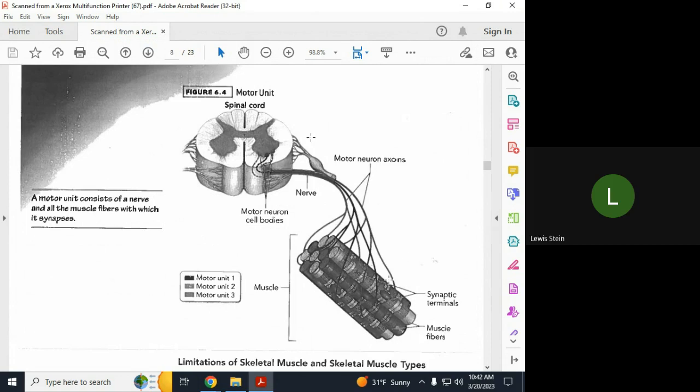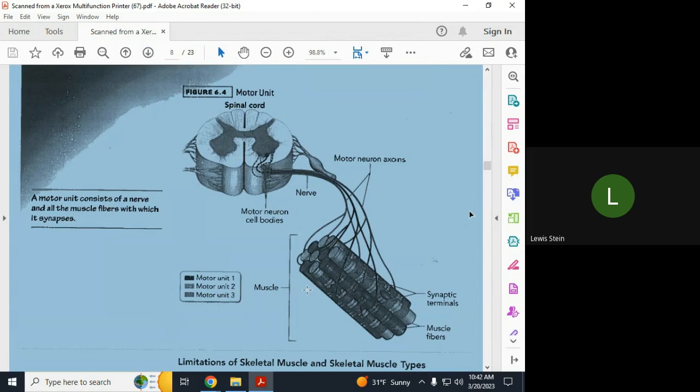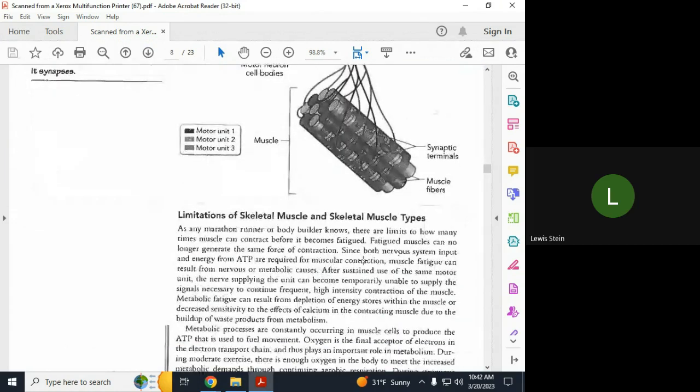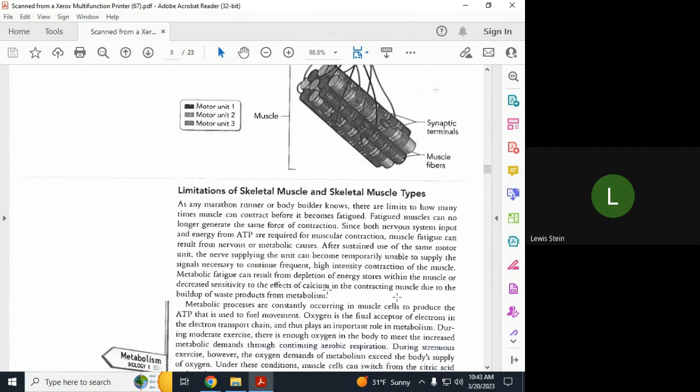So you can see they're looking at the nerves, the terminals, and the different motor units that are there. The limits with regard to fatigue, we talked about that with the energetics. Required for contraction, fatigue can result from either nervous or metabolic issues. Sustained use of the same motor unit temporarily takes it out of commission. Again, we look at and review that in those PowerPoints.